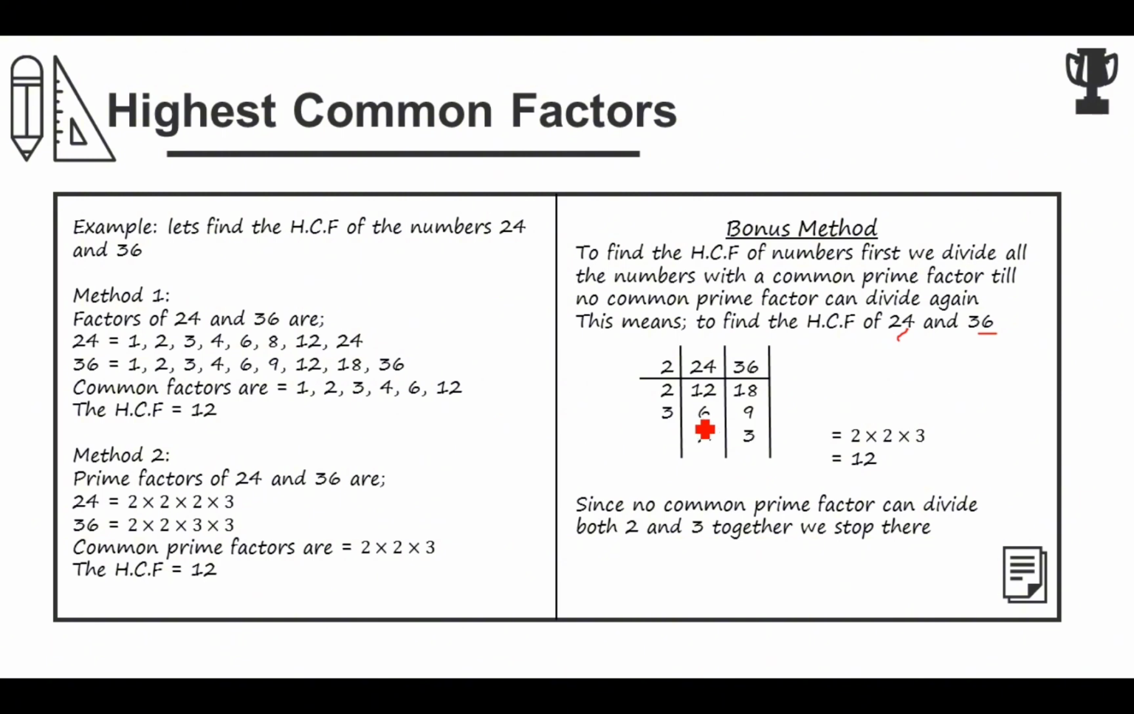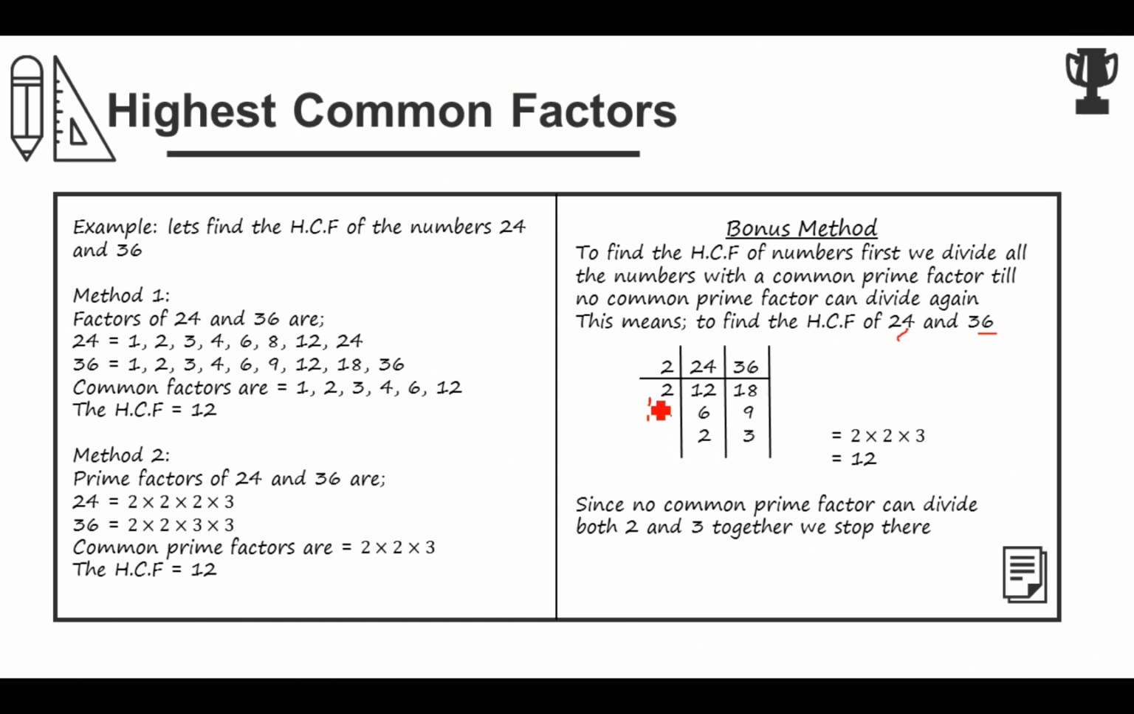Now from here, 2 can divide 6, but it cannot divide 9. We are looking for a common number that can divide both. But 3 can divide both of them. 3 divides 6 to give us 2, and 3 divides 9 to give us 3. And over here, no other number can divide both 2 and 3 at the same time without remainder. 2 can only divide 2, but if 2 divides 3, we'll have a remainder. And 3 can only divide 3, if 3 divides 2, we'll have a remainder.